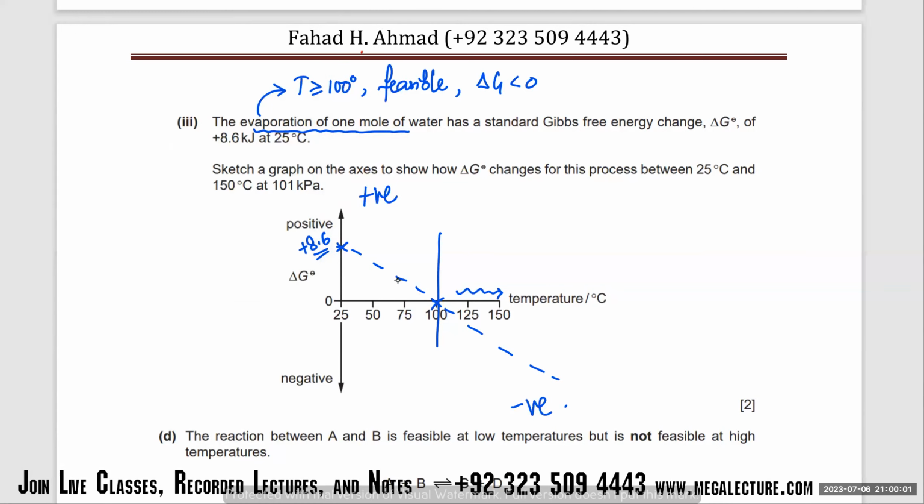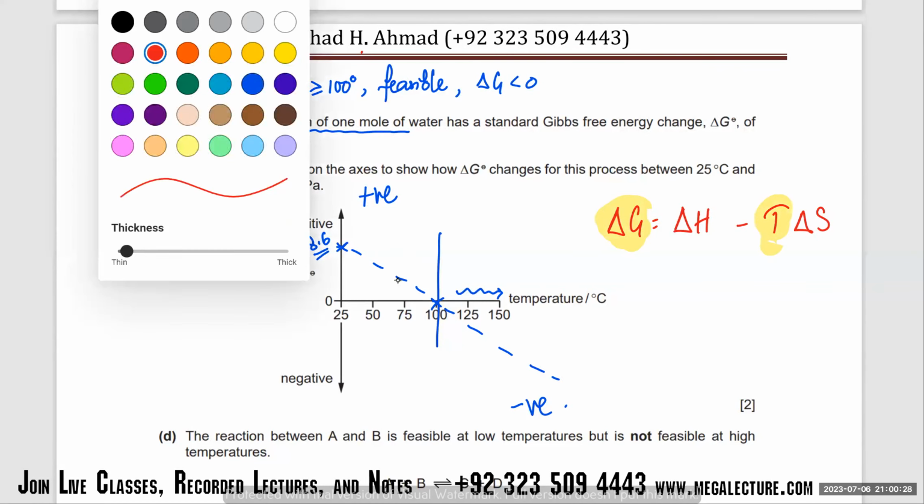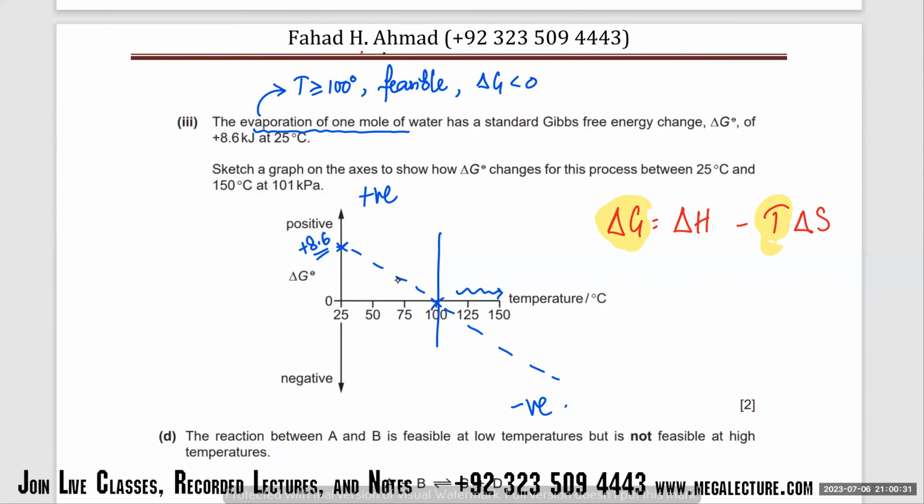Is it based on the equation, sir? What's the equation? Delta G is equal to delta H minus T times delta S, right? So what exactly are they plotting? They're plotting delta G, which is on the y-axis, and temperature, which is on the x-axis, right? So your equation has now turned into a straight line equation. This is your y. This is your delta H, minus this is your x times delta S, right?